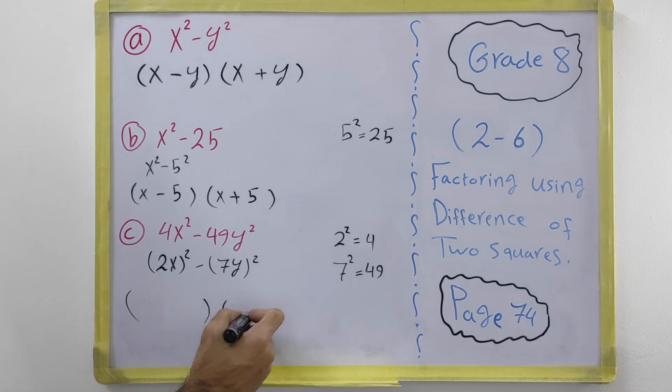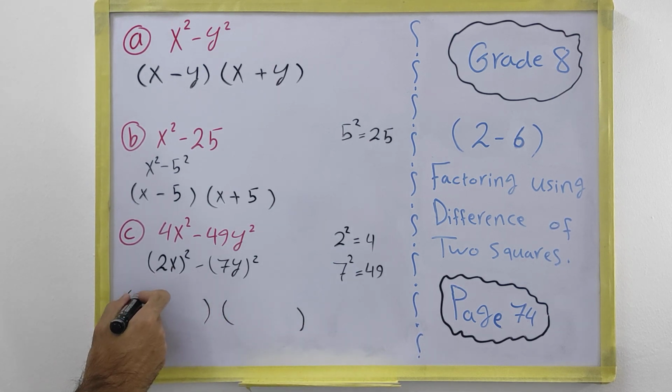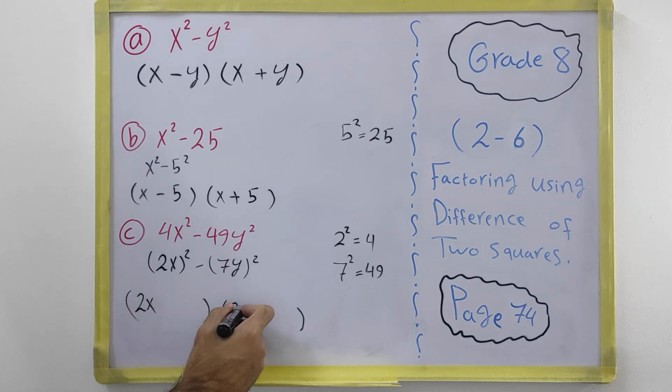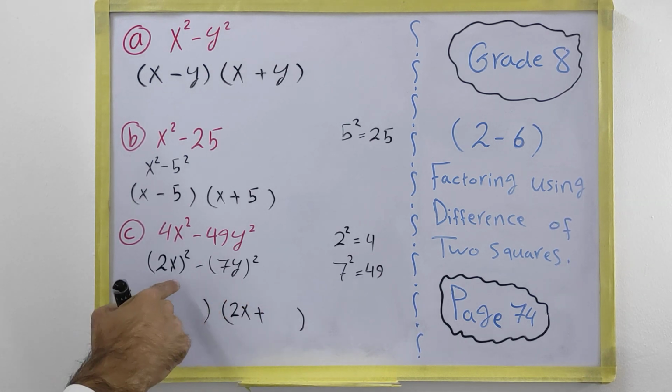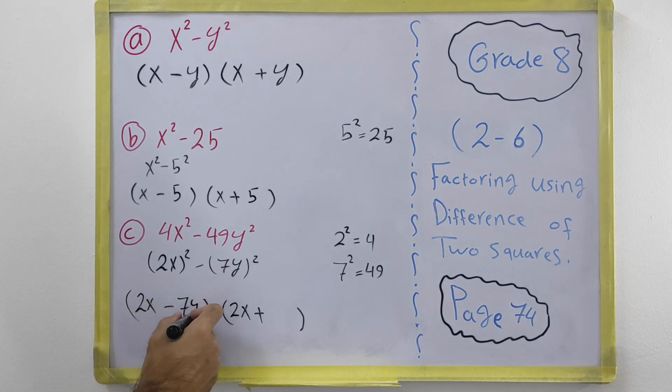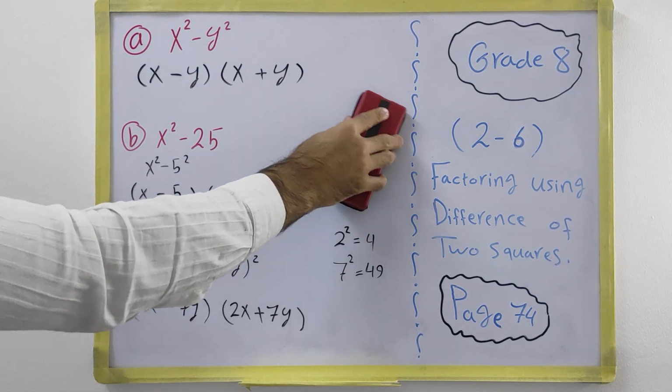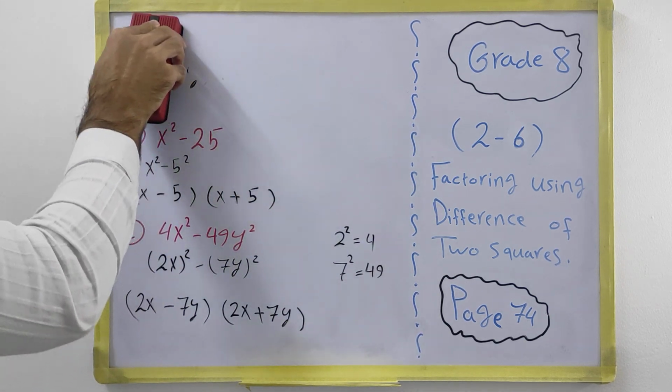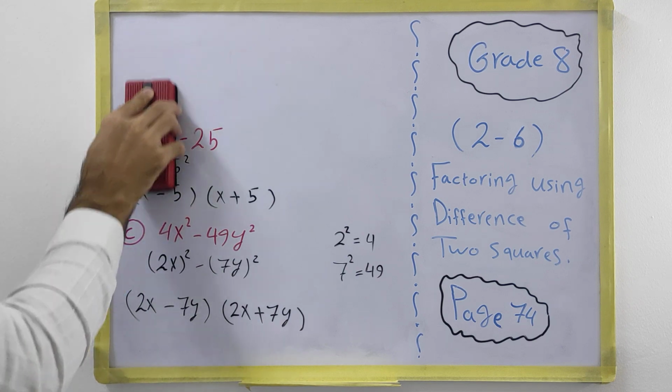We open two brackets again, 2x minus, plus, as always, 7y. That's how we use the difference of two squares. Then if we solve another example, which needs some more steps, maybe in some of the examples we cannot directly say that this is a perfect square. But if we have a common factor, we will take the common factor out, then we can solve. Let's see how we do.